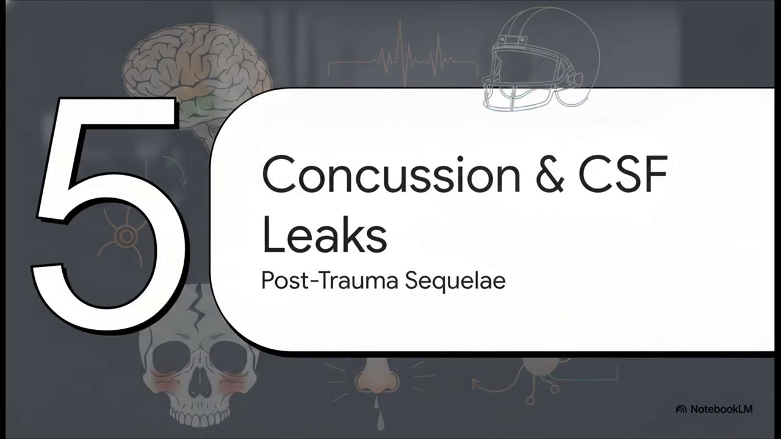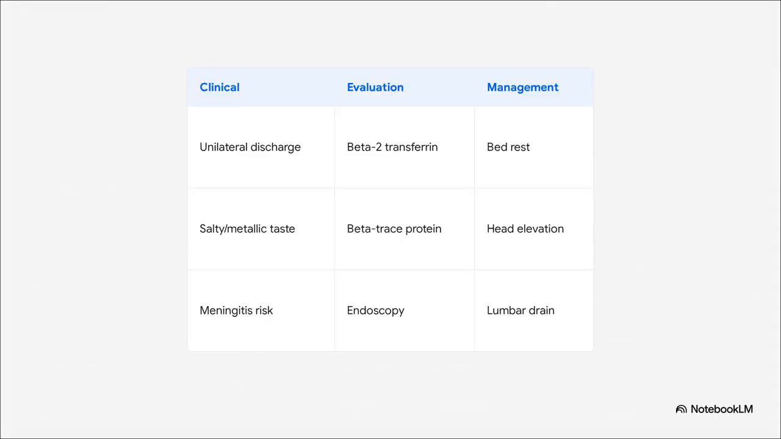Section 5, concussion and CSF rhinorrhea. CSF rhinorrhea is tricky because it can appear immediately after accidental or surgical trauma, or it can show up unexpectedly days to months later as acute tissue edema resolves. The classic clinical vignette you'll see is a patient complaining of a unilateral watery runny nose with a distinct salty or metallic taste. That's a huge red flag because it carries a high risk of meningitis.